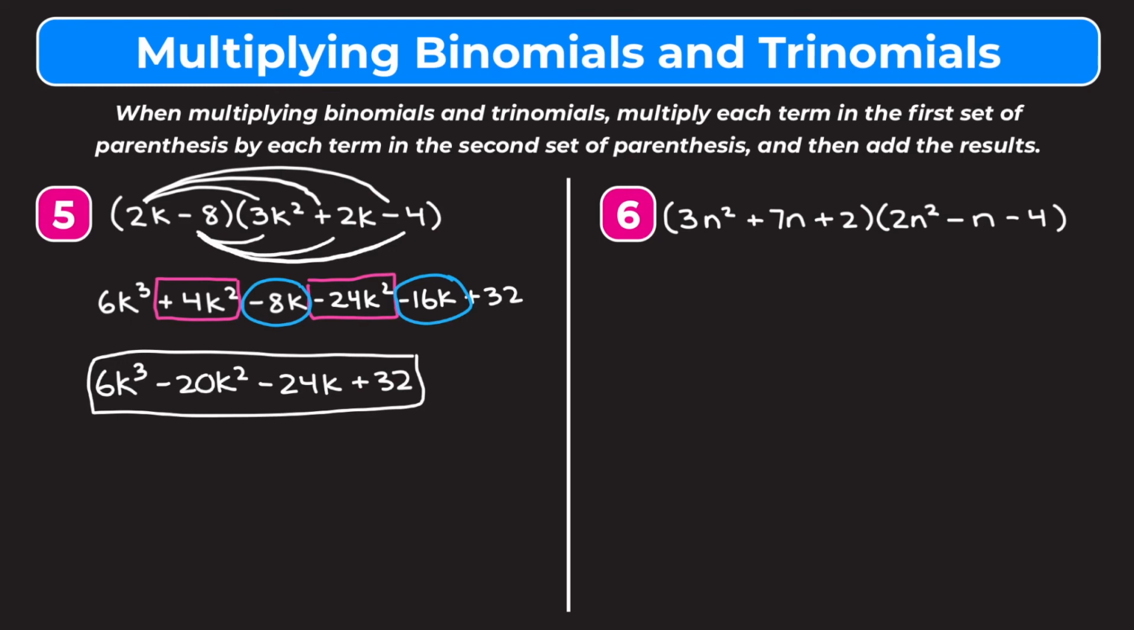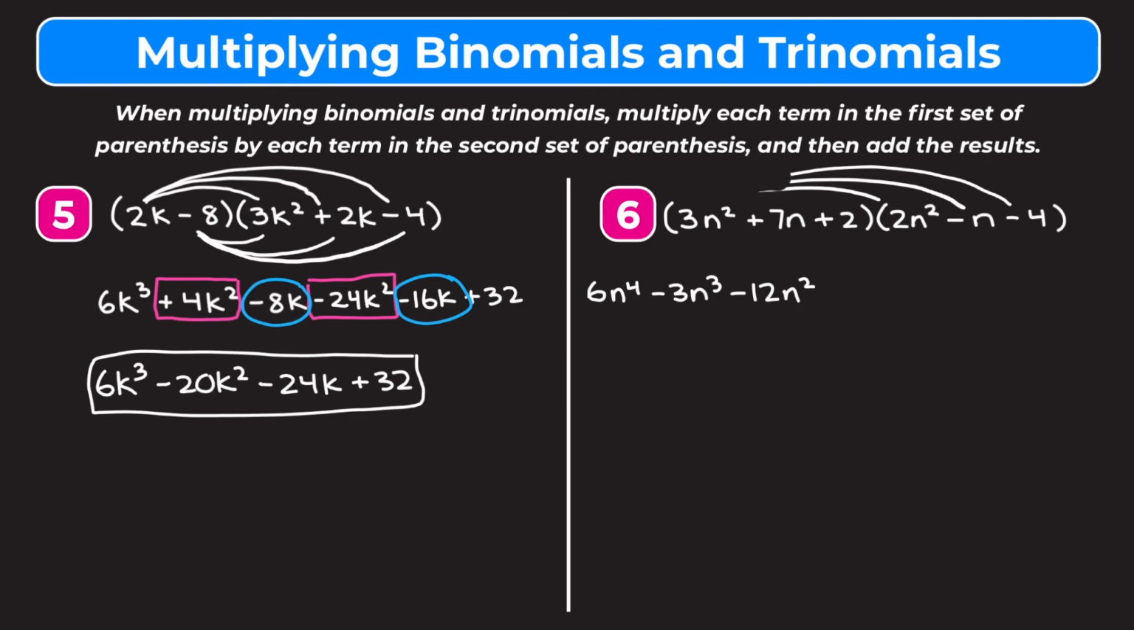And if we look at our last example, we're multiplying two trinomials that both have coefficients in front of the n squared. So this one's going to take a little bit more work, but we're going to do the same thing. So we need to take this 3n squared and start by multiplying it by 2n squared. So 3 times 2 is 6, and n squared times n squared is n to the fourth. So we get 6n to the fourth. We're going to multiply 3n squared by minus n, which is minus 3n cubed. And we're going to multiply 3n squared by minus 4, which is minus 12n squared.